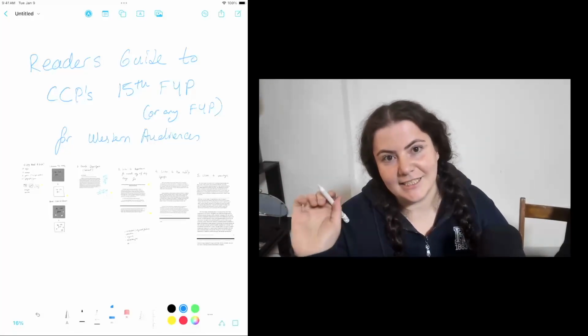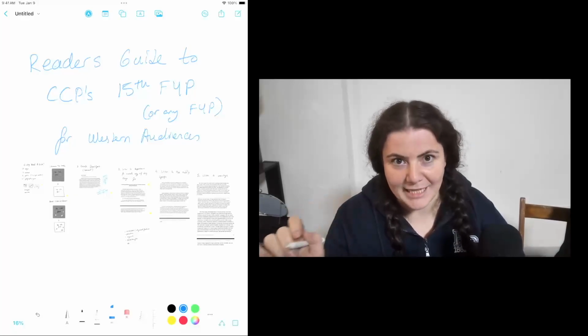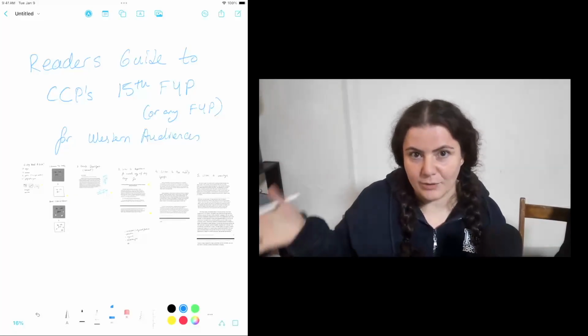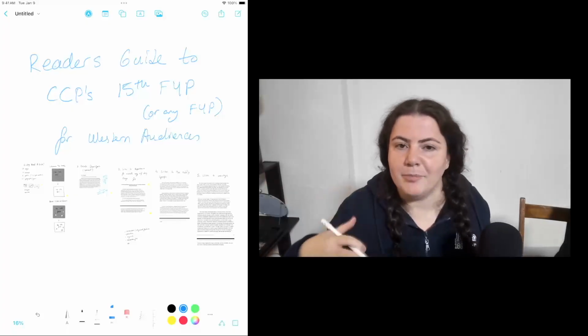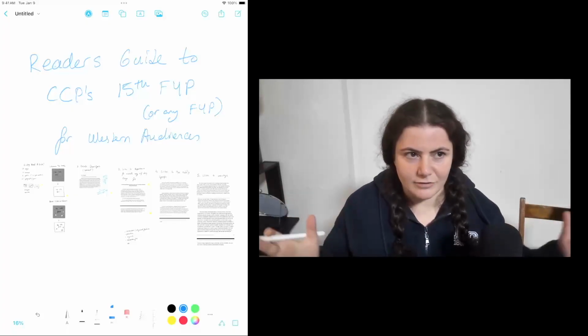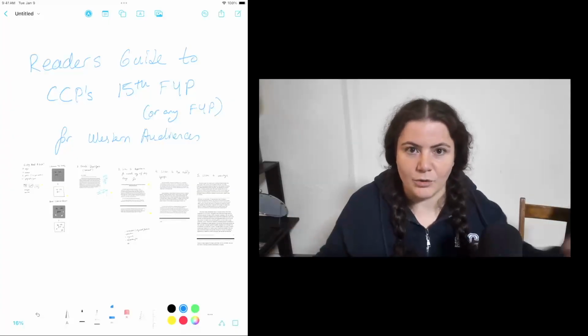I recently read the CCP, so the Chinese Communist Party's 15th five-year plan, which is covering the period between 2026 and 2030, so the upcoming 5 years. They put out this document to align the society and the CCP members and the Chinese elite towards their goals for the next 5 years.